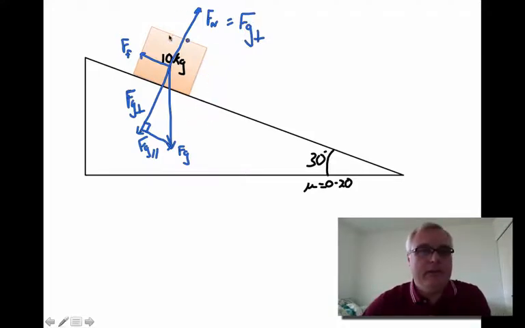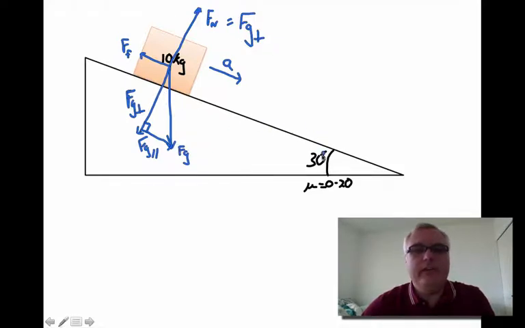Okay, so now we have our free body diagram, our vector diagram of the forces acting on this block. What I'm interested in is the net force in the direction of the acceleration. The block is going to accelerate in this direction. So I know that Fg parallel is acting down the slope, and the force of friction is acting up the slope, and the force of friction depends on the normal force, which is equal to Fg perpendicular. So really what I need to know are these two components, Fg parallel and Fg perpendicular. So I need to know an angle inside this triangle. And this is where we have to use a little bit of trigonometry and angles.